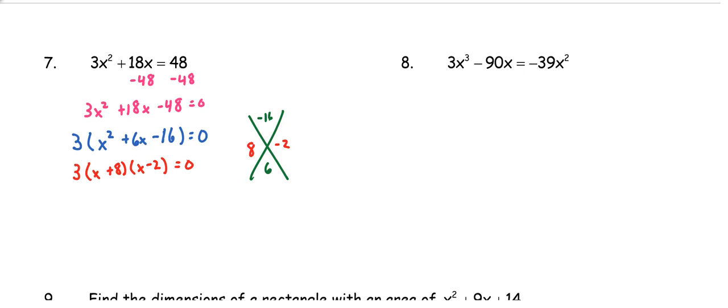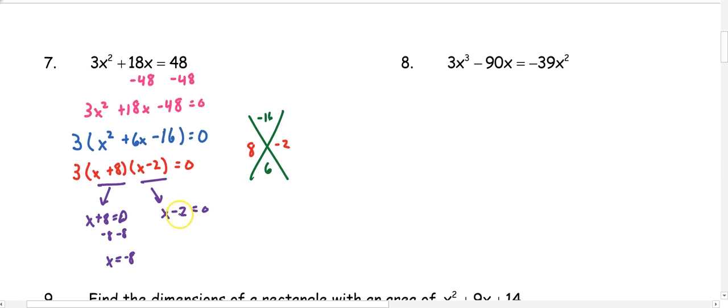So in order to solve, anything that has an x quantity is going to be set equal to 0. So I'm going to set x plus 8 equal to 0 and x minus 2 equals 0. So in the first equation to solve for x, I'm going to subtract 8 from both sides. So x equals negative 8. And I'm going to add 2 to both sides. So x equals 2.